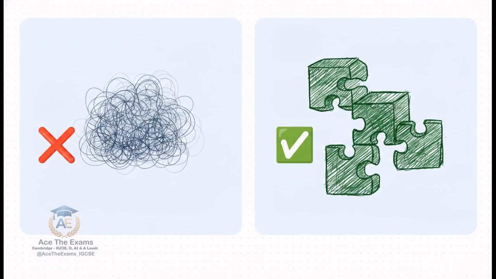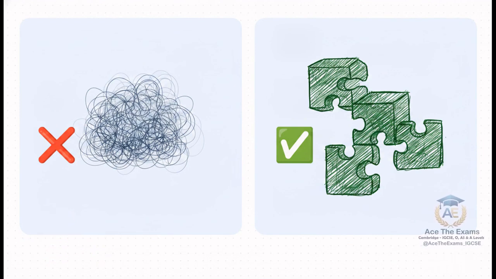Let's actually contrast these two approaches. A flawed approach involves those vague, superficial answers lacking specific context. Doing this will quickly, and I mean very quickly, tank your grade.